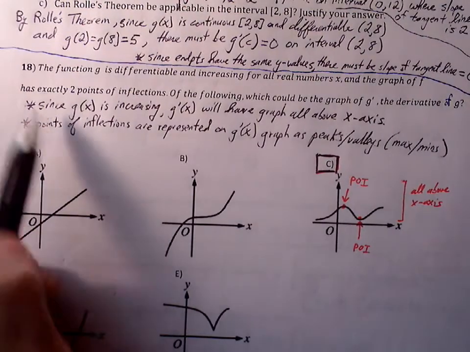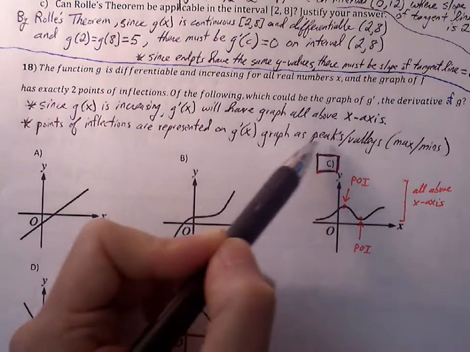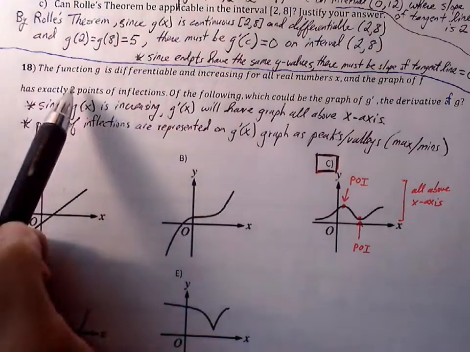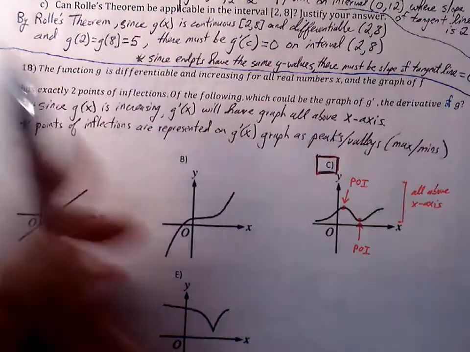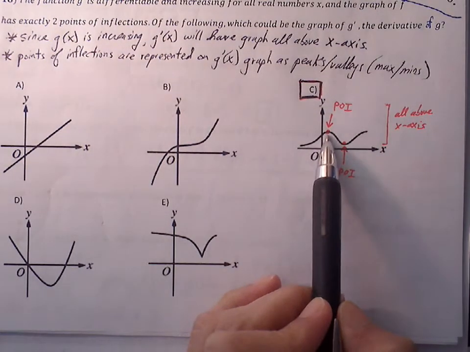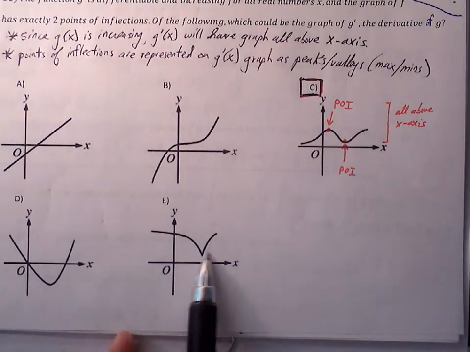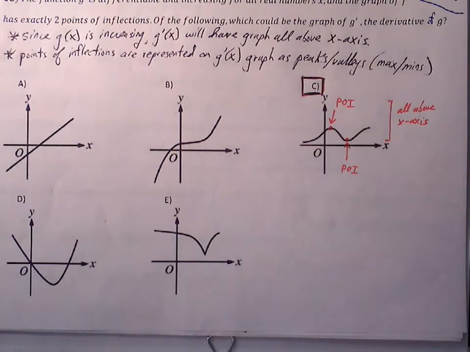Now we were looking for 2 points of inflection. So points of inflection are represented on a g prime graph as peaks and valleys, or maxes and mins. So we want 2 peaks and valleys in a graph that is purely above the x-axis. So we see that there is a relative max there, there's a relative min there. These are both points of inflection. Here there's only one relative min, so we have 2 points of inflection here, and only 1 point of inflection there. Answer choice C.